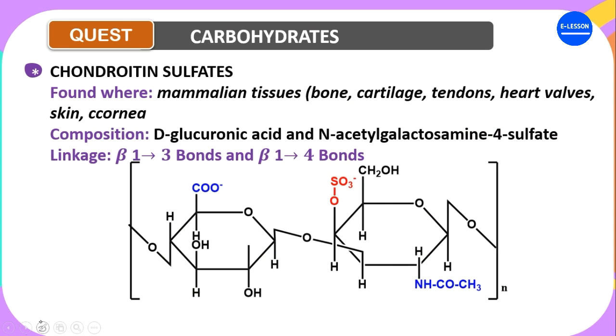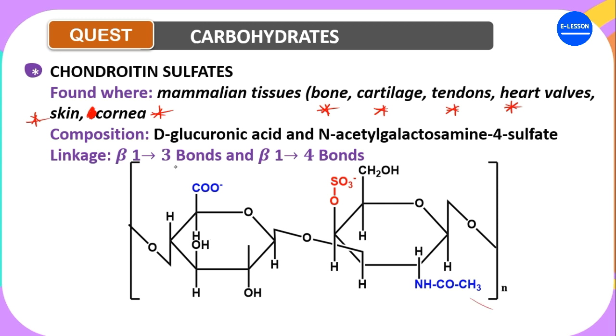Now, the next one is chondroitin sulfate. The pronunciation seems so awkward. Chondroitin sulfate. Now, where can you find it? You can find it in mammalian tissues like the bone, the cartilage, the tendons, the heart valves, skin. Then you can also find it in the cornea of the eye, where images are formed. You can find chondroitin sulfates there. Is that understood?